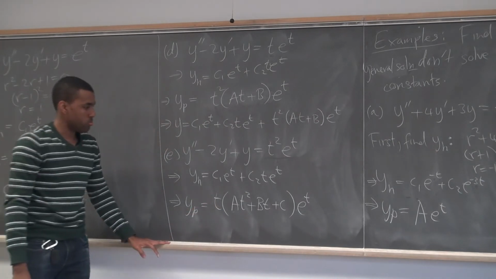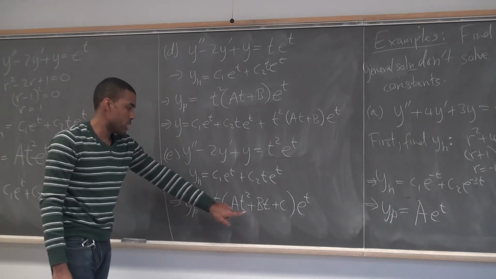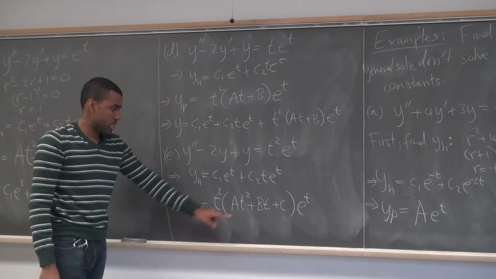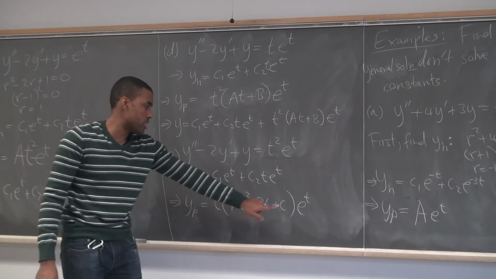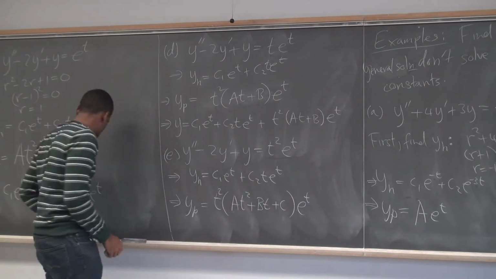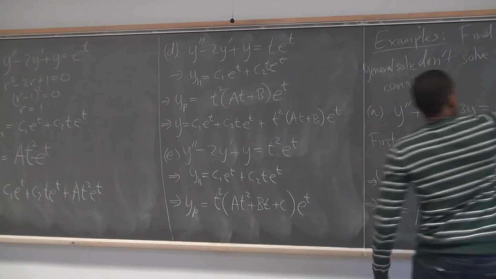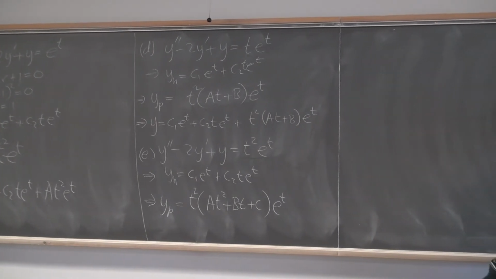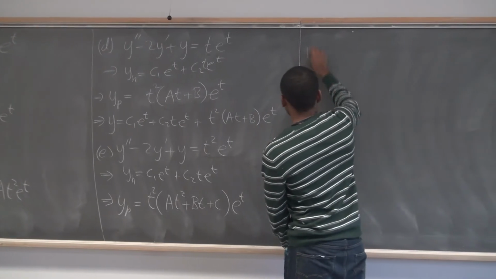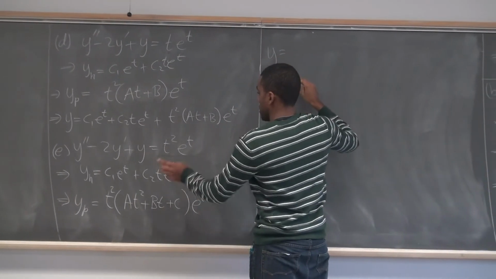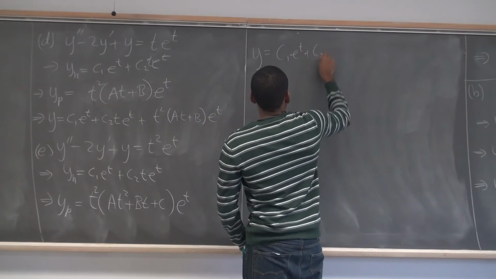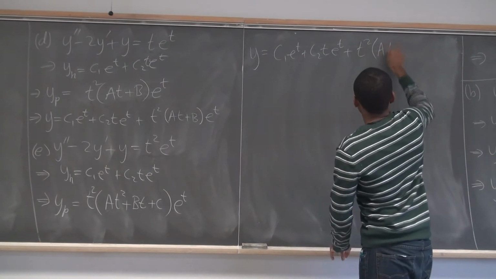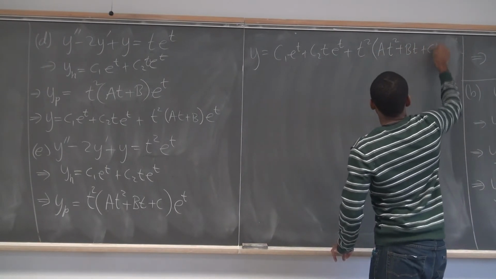Multiply by t. This would be t cubed e to the t, t squared e to the t, that would be t e to the t. Multiply by t again. T to the fourth e to the t, t cubed e to the t, t squared e to the t. We're good. They don't look like anyone here. So in this case, your general solution would be c1 e to the t plus c2 t e to the t plus t squared times (at squared plus bt plus c) e to the t.